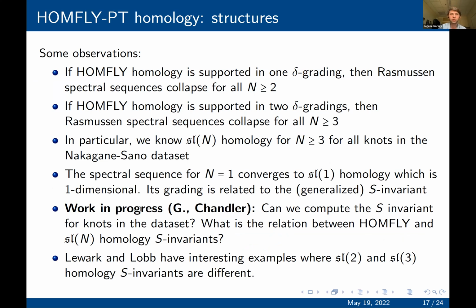And you can ask all sorts of questions. Is it a genus bound? Are there some interesting properties of it and so on? I think the main issue was that we didn't have the data, but now we have a lot of data, so we can ask how this is related to the SL2 invariant, the SLN invariant. Does it give a genus bound? What happens for crossing changes and all sorts of things that everyone likes.